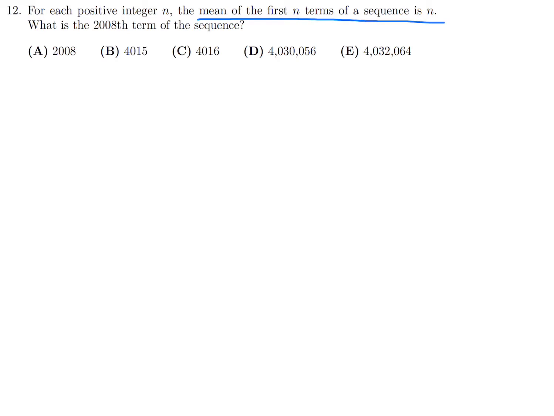So this sentence is the key to this question, of course. The mean of the first n terms of a sequence is n. So that basically means, for example, if you have one term, the mean is 1. So that means t1 must be 1.